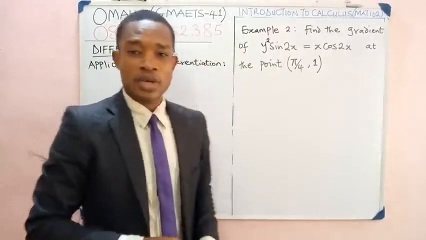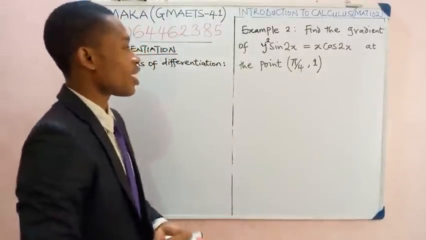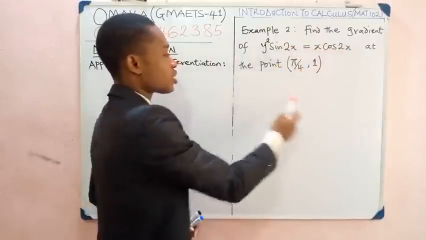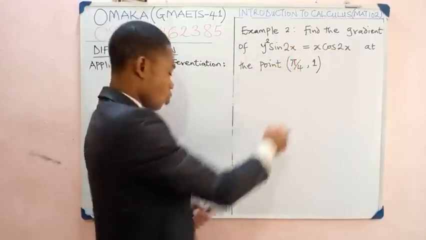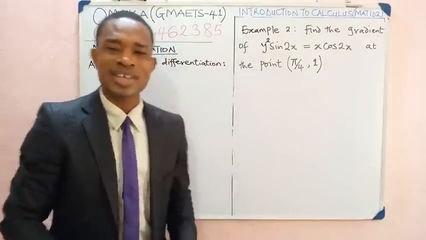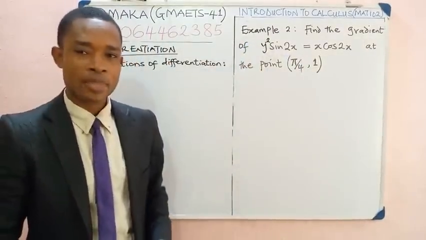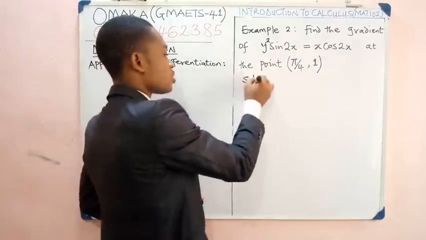Now let us solve example number 2. Find the gradient of y squared sine 2x equal to x cos 2x at the point (pi over 4, 1). This problem is also an implicit function problem, because of the square on this y. Is that okay? So we're going to solve it implicitly.